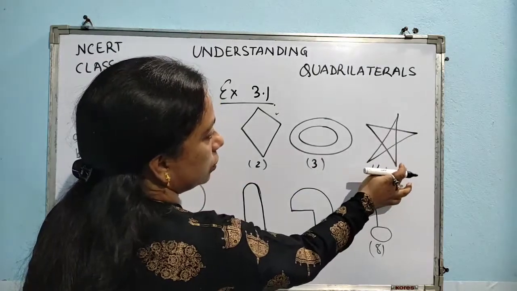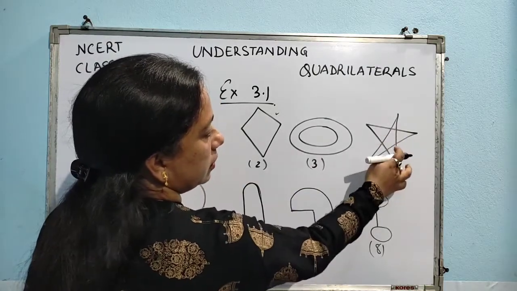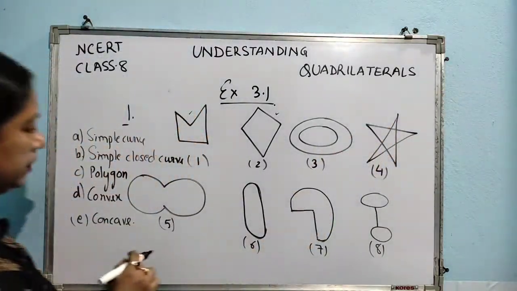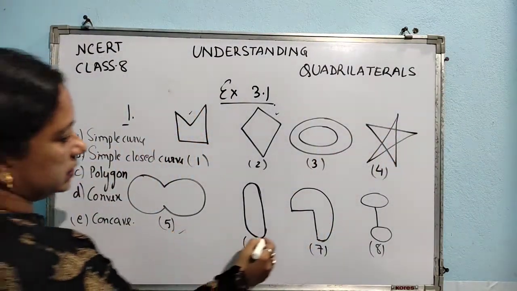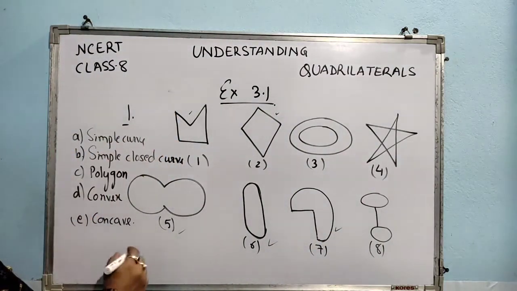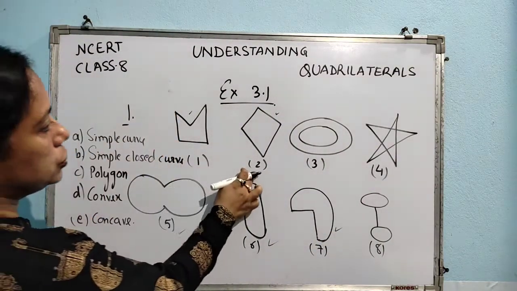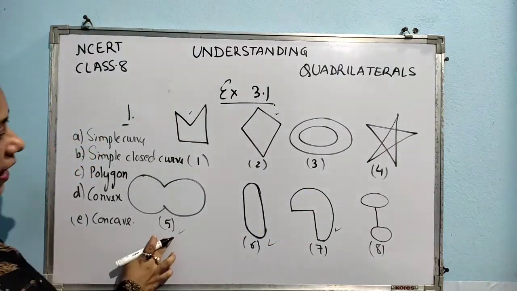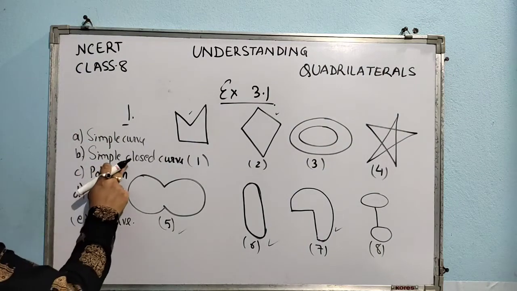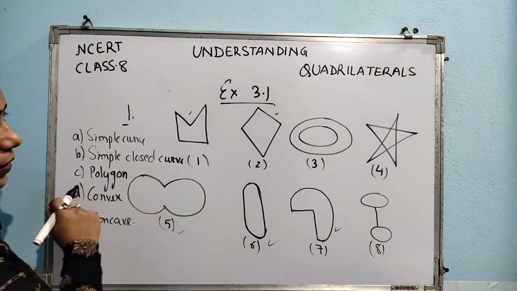Again, this one is also not a simple curve because one part is cutting the other. This again is a simple curve, this is a simple curve, this is a simple curve. So which will be the simple curves? 1, 2, 5, 6 and 7. Now coming to the next one, simple closed curve.